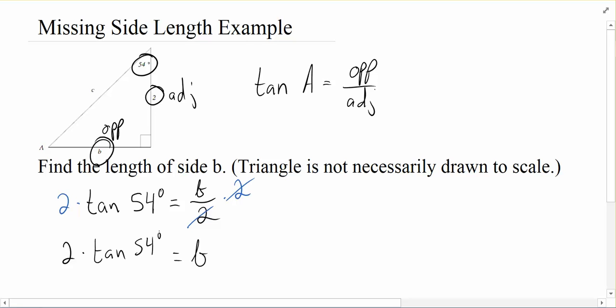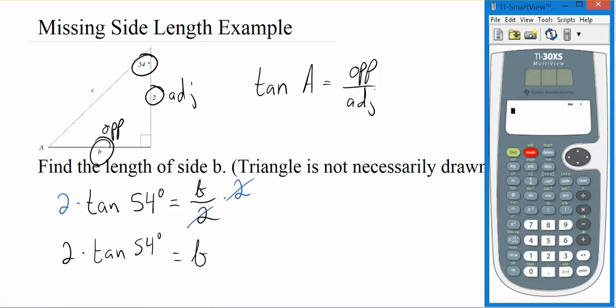And now 2 tangent 54 is something I can put in the calculator. So I can type in 2 tan 54, and when I hit enter, I'm going to get this value here of 2.75.